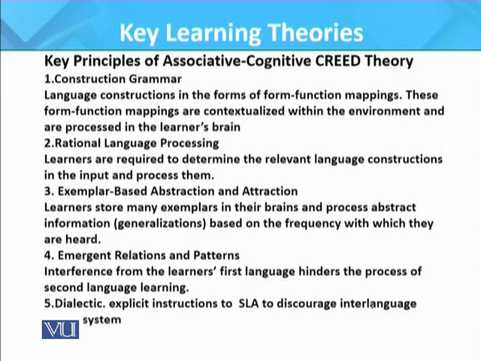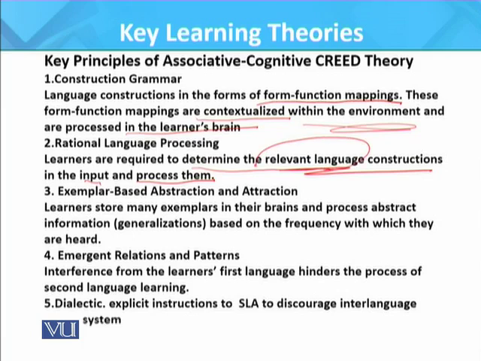Now, looking at the construction grammar, we see that language constructions are in the form of form-function mapping. These form-function mappings are contextualized within the environment and are processed in the learner's brain. Relational language processing is where the learner is required to determine the relevant language construction in the input and process it. So basically, looking at the relevant language construction is what we mean by relational language processing.